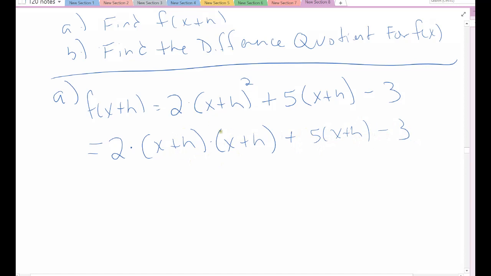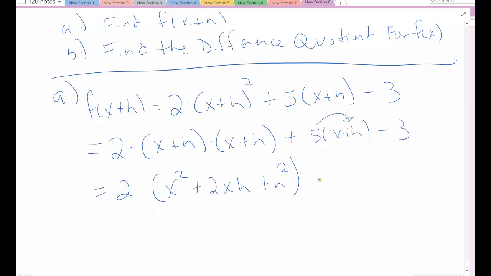Alright, which means I have to multiply this out. So again, I'm going to use FOIL. You can use whatever method you use to multiply 2 binomials. So first would be x times x, which is x squared. Then I get an x times h, and another x times h, so there are 2 xh's. And then last, there's an h times h, which is an h squared. So that's what it multiplies out to be. X plus h times x plus h multiplies out to be x squared plus 2xh plus h squared.